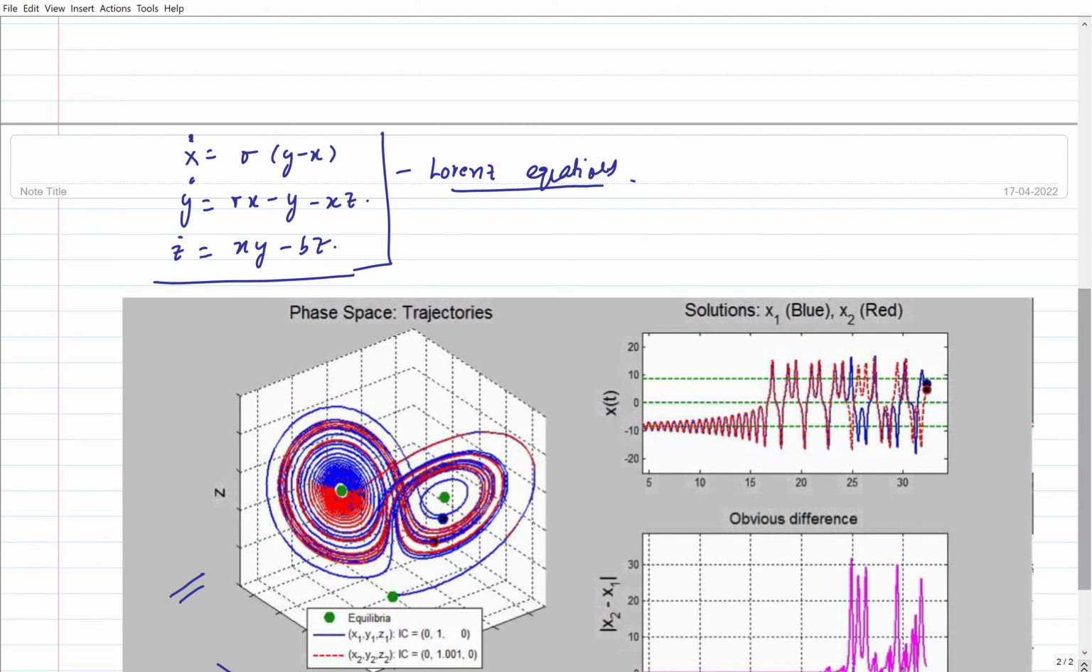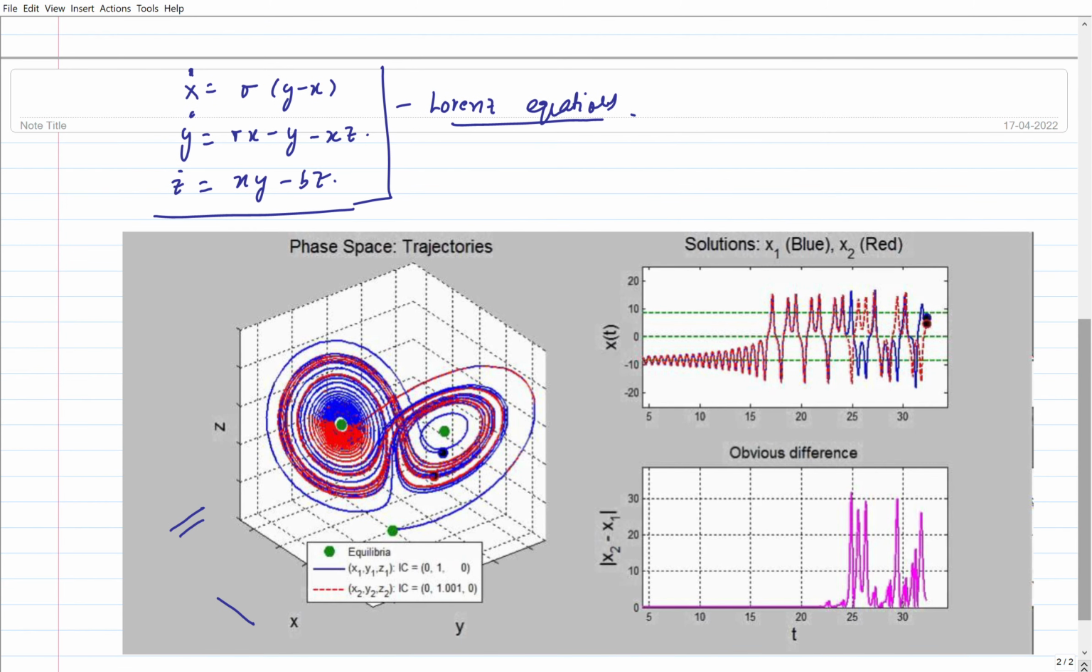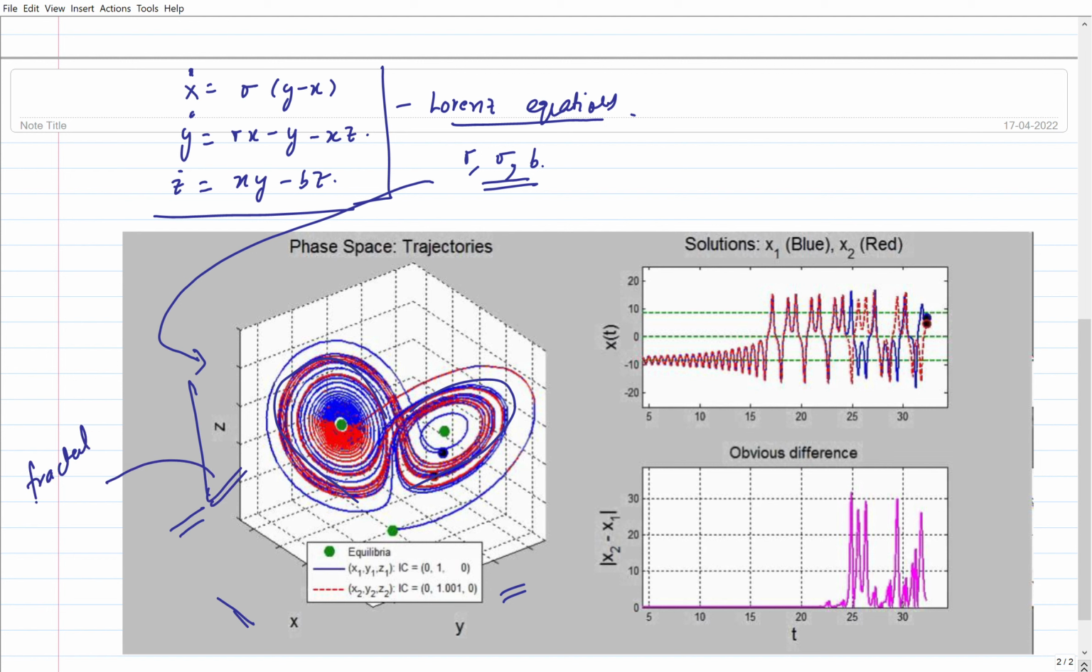and for particular values of these parameters r, sigma and b, this system becomes chaotic, and we shall see that, but that's how the Lorentz attractor looks like. It really looks like wings of two butterflies, and this is of course the x, y and the z coordinate. And this particular figure also not only shows this beautiful attractor, which by the way is a fractal. It has a fractional dimension.